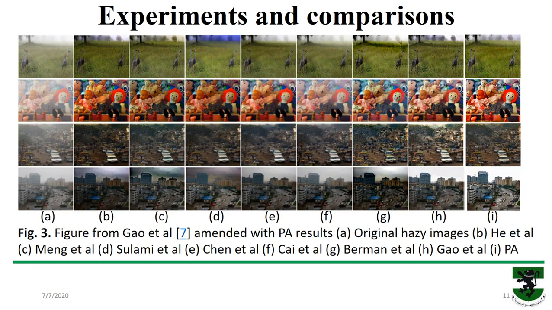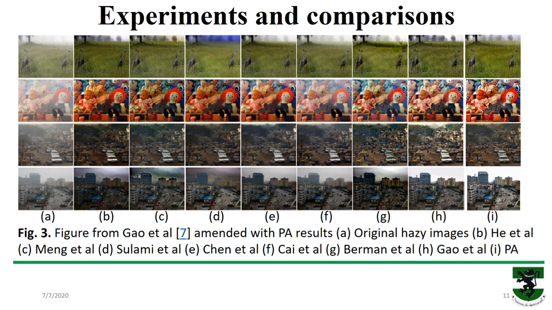So sample results are shown in figure 5, which includes methods by He et al., Meng et al., Sulami et al., Chen et al., Kai et al., Berman et al., Gao et al., and the proposed approach. And we can see that the proposed approach has the clearest skies of all the processed images with sky regions. Then for the images with a high amount of detail, the proposed approach also reveals more detail than several of the other approaches with minimal color distortion.